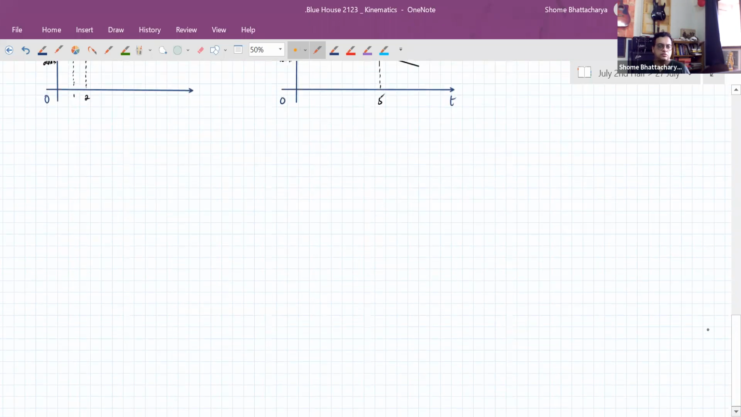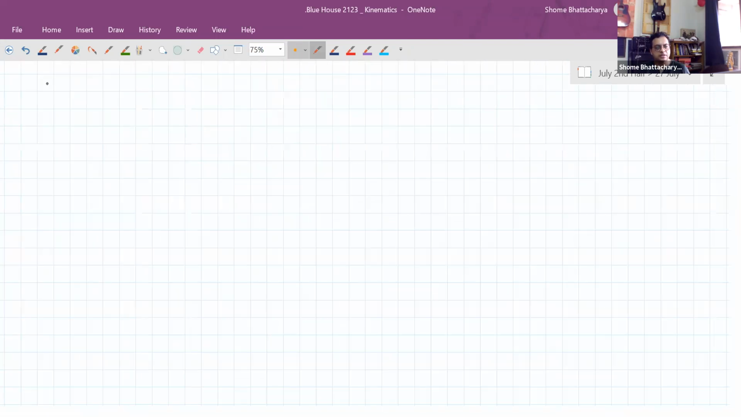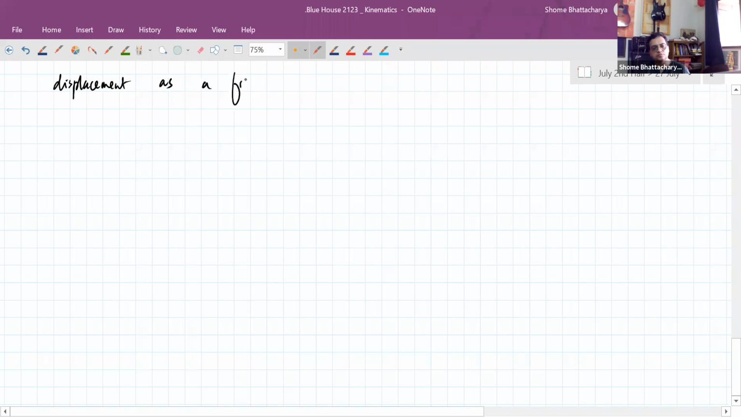Okay, now next we move on to understanding the relationship between displacement and time. We are continuing with the same situation, motion along a straight line with uniform acceleration. So now displacement as a function of time for the same uniformly accelerated 1D motion. In short form, we can just write it like this.